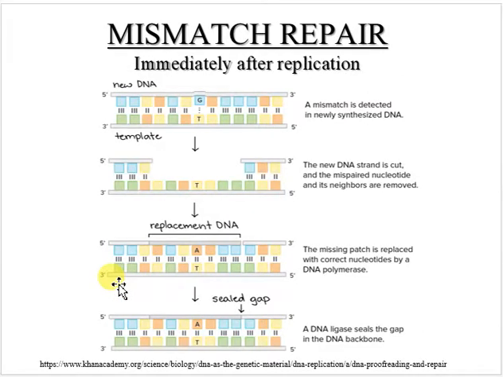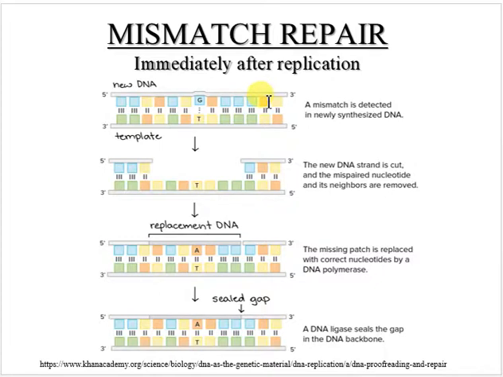So mismatch repair. This occurs immediately after DNA replication. So here is your new little double helix product, right? And you have this mismatch base pair here, right? You have a thymine that's base paired to guanine. So that mismatch causes a bulge. Here it's a bulge. It can also cause a narrowing in the double helix. This will distort its structure, allowing the mismatch to be detected in this newly synthesized strand of DNA.